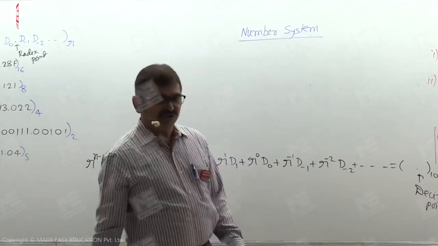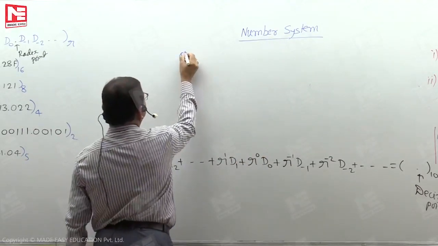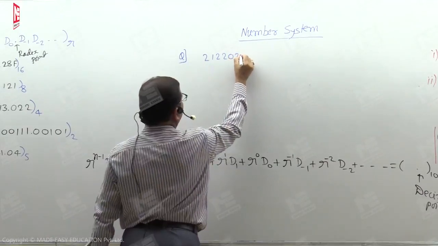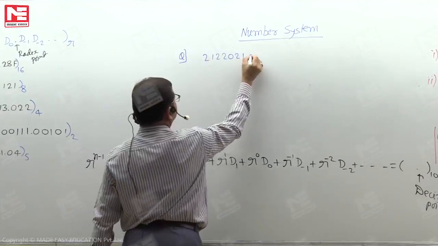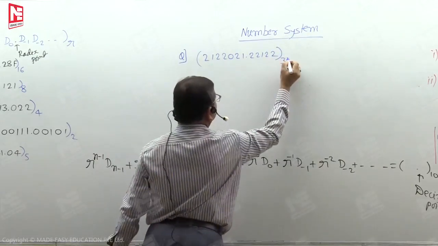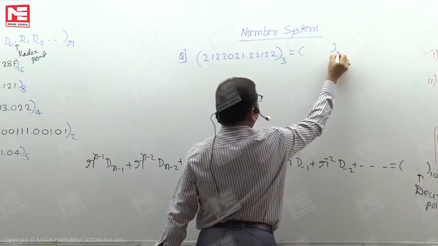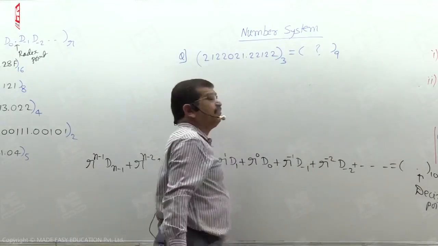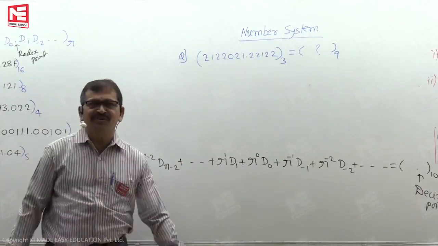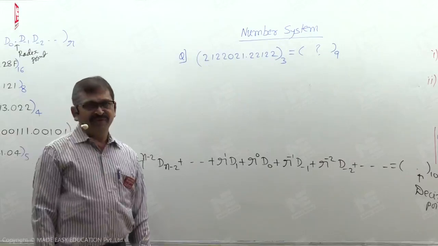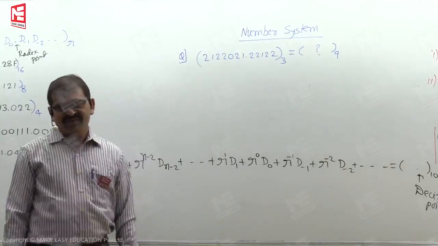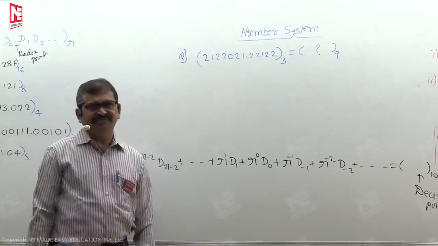Let us try a small question. Take the question: convert the given number with radix 3 to an equivalent radix 9 number. You can take some time and try.